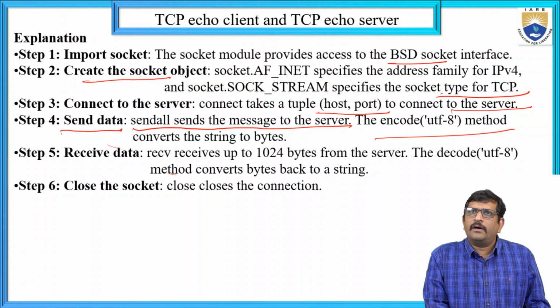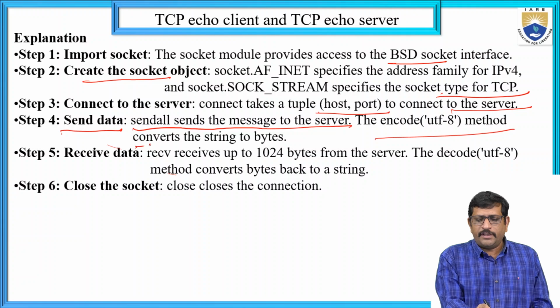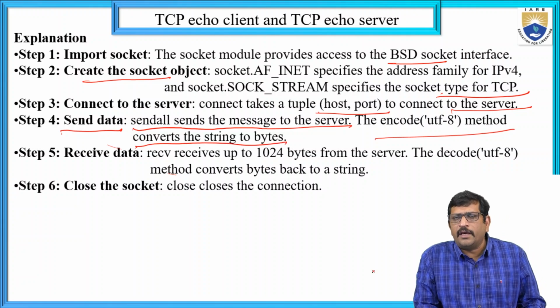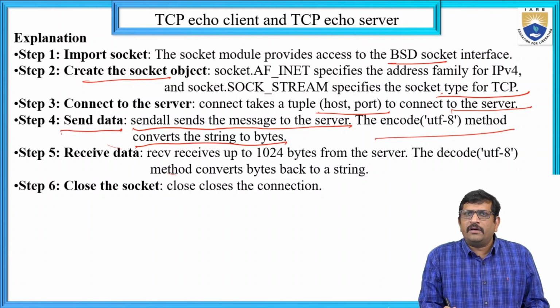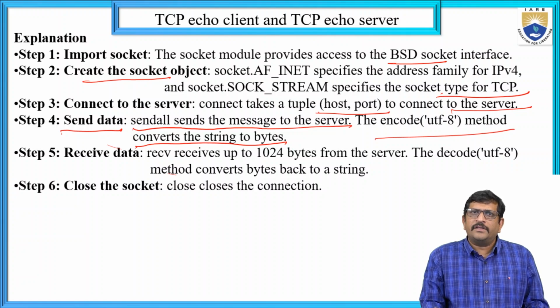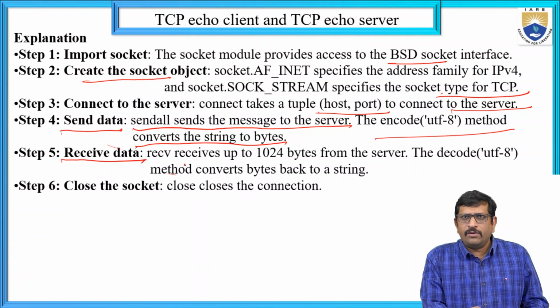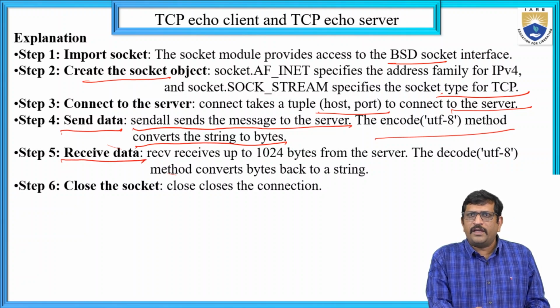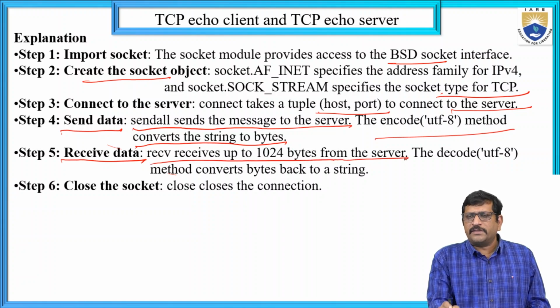Encoding data or a message, simply we can call it encryption, which is converting the strings to bytes. Why are we converting the strings to bytes? Because the machine only understands binary information. So that's why we are converting the string to bytes. And receive data. Here is receive data, which receives up to 1024 bytes from the server.